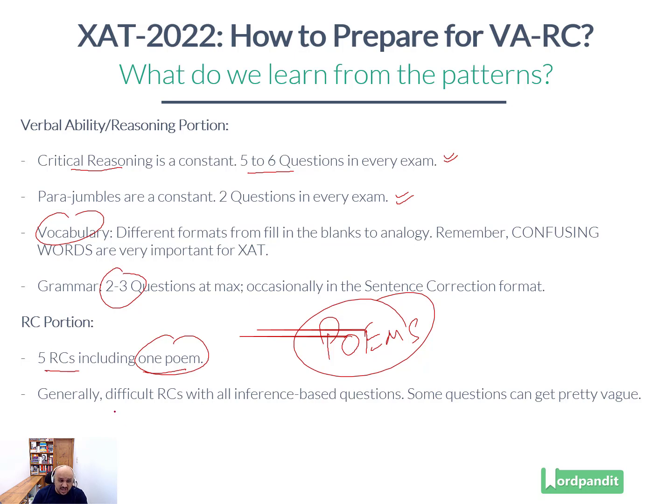Also, RCs are generally difficult in nature, with lots of inference-based questions. Some questions can get pretty vague. So a lot of inferential and application-based questions. That's the general theme, tone, and tenor of this particular exam. Now, the key derivation for you guys is the checkpoints: RCs absolutely need to be done. Reasoning absolutely needs to be done. Vocab and grammar, you've got to take a call. How much time are you going to invest in vocab and grammar? That's a personal decision that you've got to take.